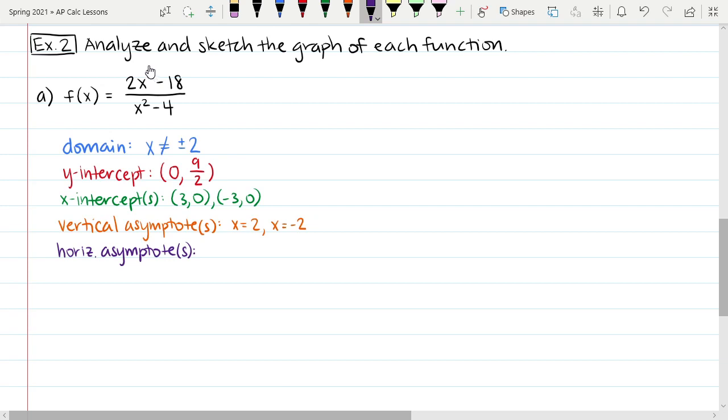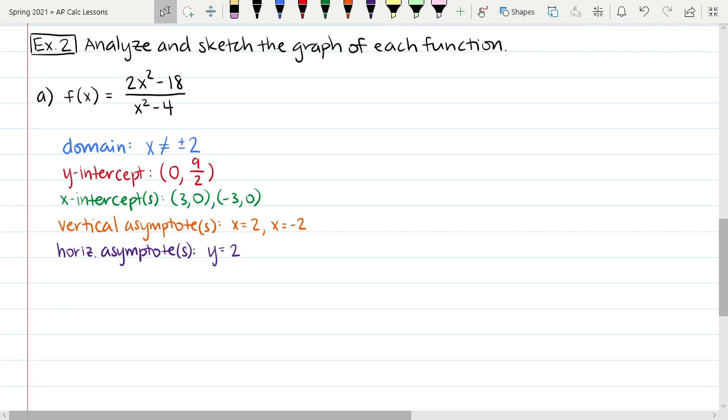Notice that the degree in the numerator matches the degree in the denominator. So remember that that means you will have a horizontal asymptote at the ratio of the leading coefficients. So that means this particular function does have a horizontal asymptote at y equals 2 over 1, or y equals 2. Okay, so that's where we're going to have our horizontal asymptote. So that's all of the sort of pre-calculus information that we could find.